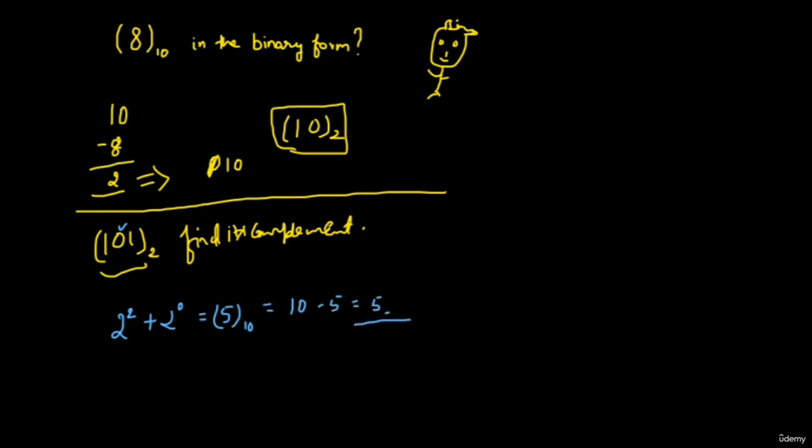So what is our answer? 101's complement is 101. Yes, exactly. So this is the way we find the complement. But there is also an alternate way. In binary, we have its own methods.